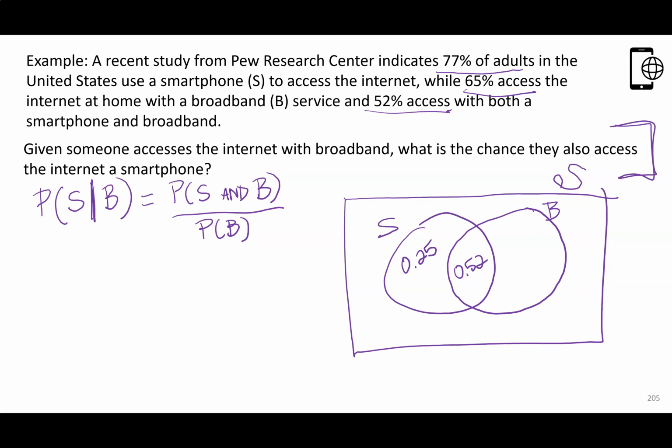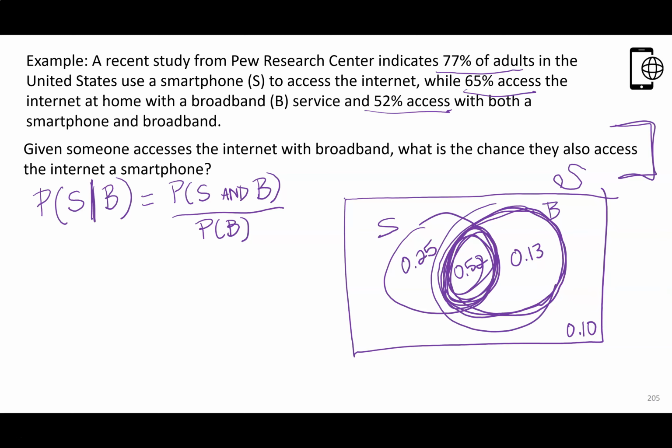0.25 are in smartphone but not in broadband. 0.13 are in broadband but not smartphone. And then 0.10 left over have none of it. So the idea is, if I say, hey, I know someone has broadband, what's the chance they also access the internet with a smartphone? So we're asking, how big of a portion is this part out of this whole thing?